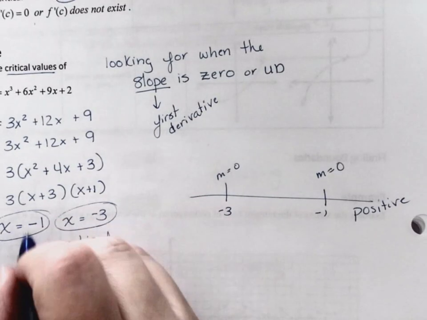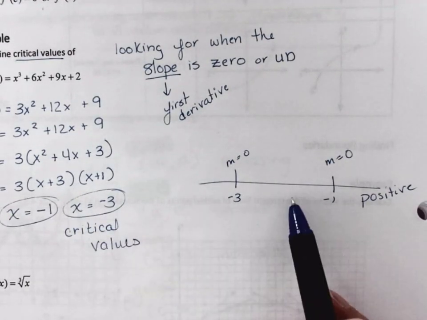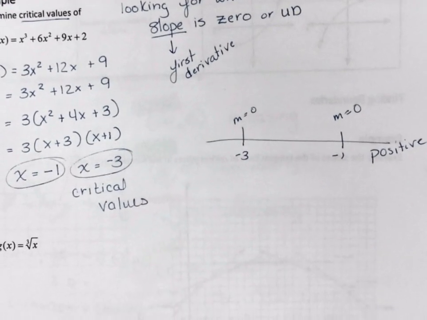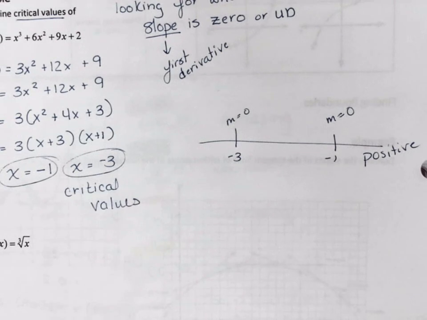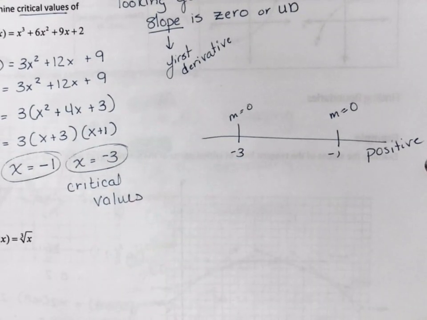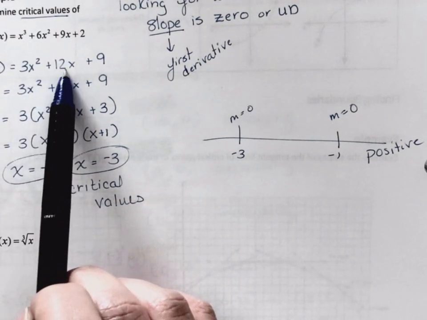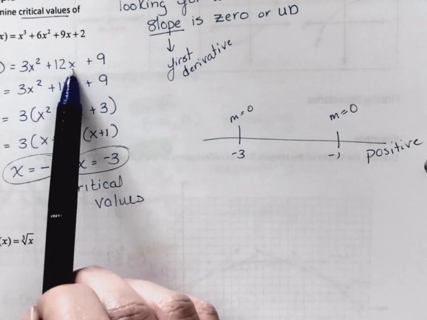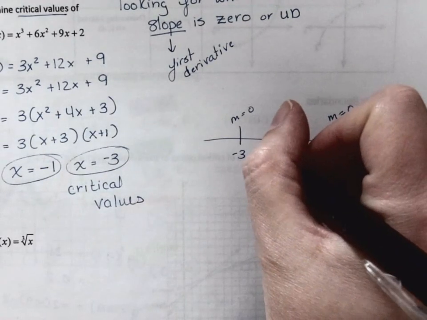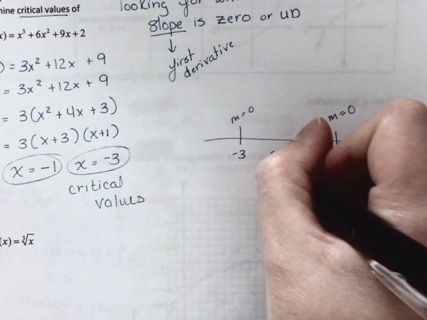So these two represent either a relative max or a relative min, and we're going to know if it's a min or a max based on what it's doing in between those two points. Just chuck in -2. So that'll be 12, that'll be -24, so that'll be -12. -12 plus 9 is going to be negative, so we know it's decreasing in between.